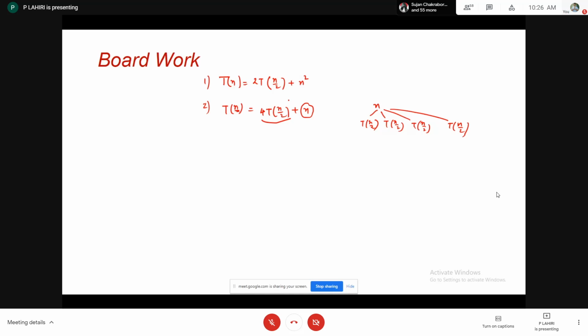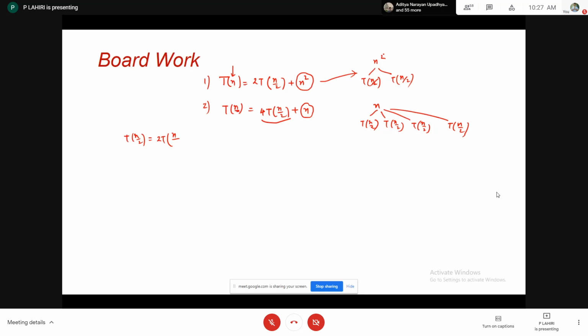And what will be the root here? The root will be n square. And what are the two children? T of n by 2 and another T of n by 2. So whenever you expand it now, be careful. From n square you got T of n by 2, T of n by 2. Now if you put T of n by 2 here, you will get twice T of n by 4.